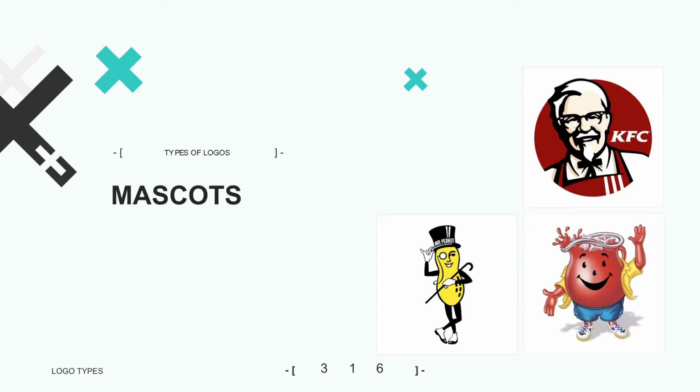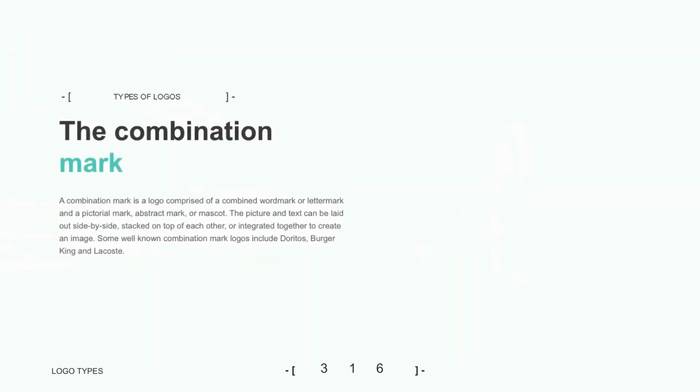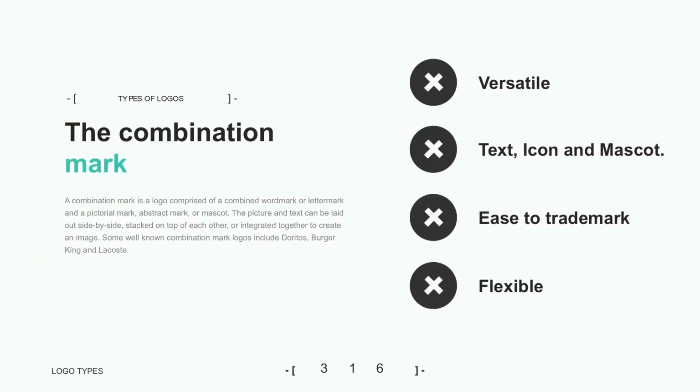Now let's take a look at the combination mark. The combination mark is a logo comprised of a word mark or letter mark combined with a pictorial mark, an abstract mark, or a mascot. The picture and text can be laid out side by side, stacked on top of each other, or integrated together to create an image. Some well-known combination marks include Doritos, Burger King, or Lacoste. They're versatile, textual, iconic, and they have a mascot most of the time.